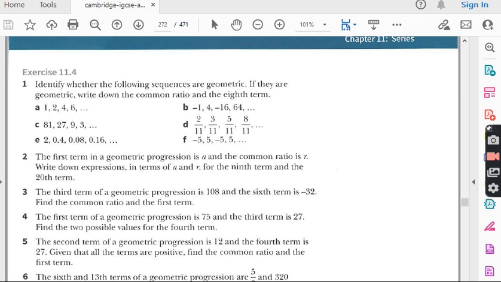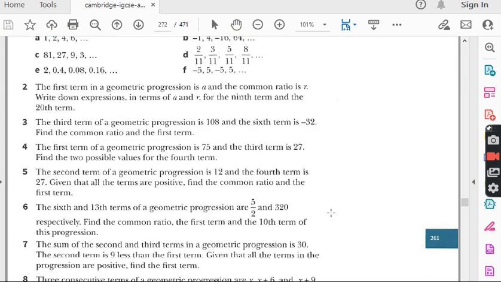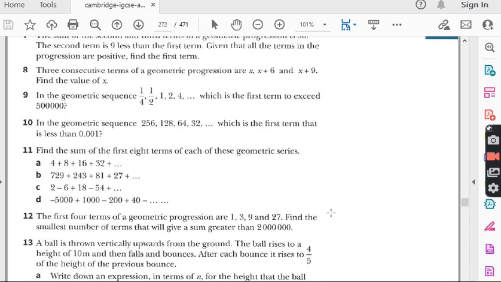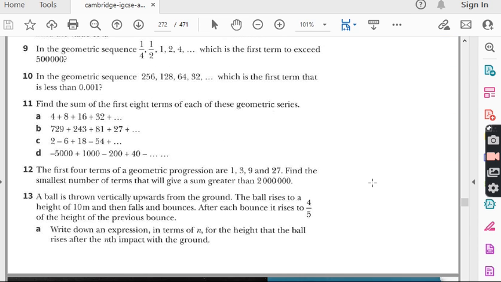Students, in the last lecture we did exercise 11.4 till question number 10. And the topic of this exercise is geometric sequence and geometric series.